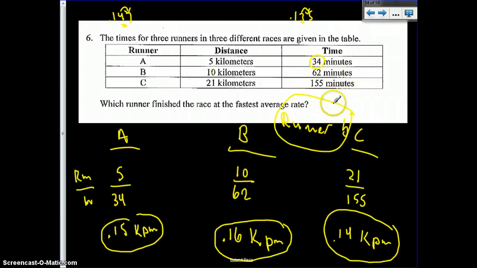Wait, I thought the bigger number was the best. Well, you want to find the one that's the fastest. We found his speed, kilometers per minute. He's running 0.16 kilometers per minute, which is faster than the other two. I think you're thinking of how long it took him to run. Oh, yeah, you're thinking of time. We found his speed. Good question, Stephen.